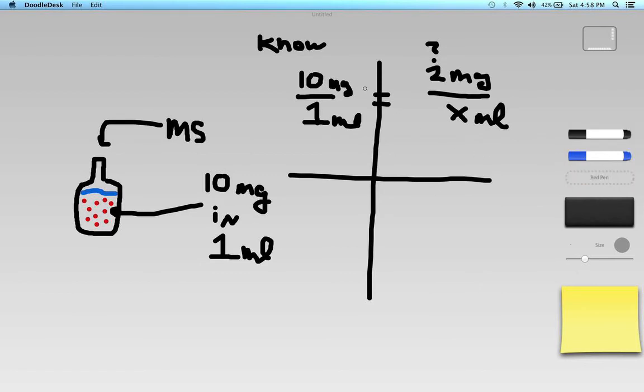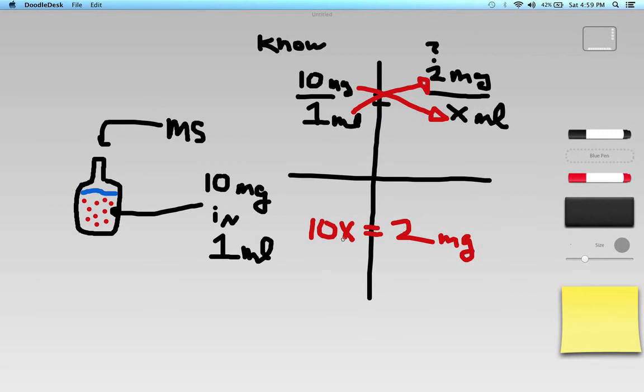Now, to solve this problem I simply cross multiply. Multiply the numerator here with the denominator here, and the denominator here with the numerator here. So I'll draw my little arrows, and feel free to do that when you actually have to do the math. So this is 10 times x and 1 times 2. So 10 multiplied by x is just 10x, equals 1 times 2, which is just 2 milligrams. Okay, 10x equals 2 milligrams.